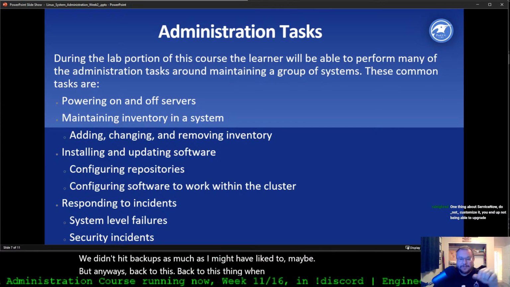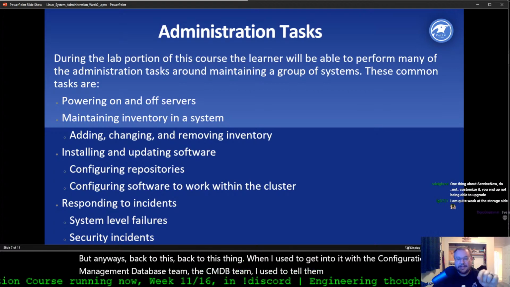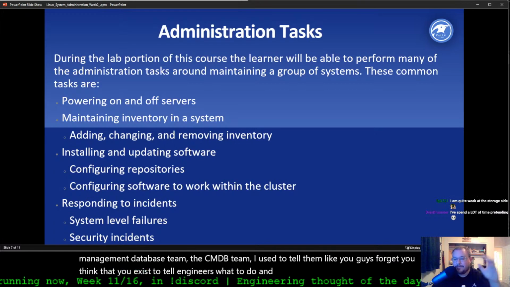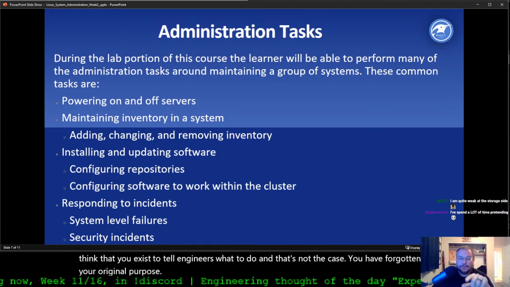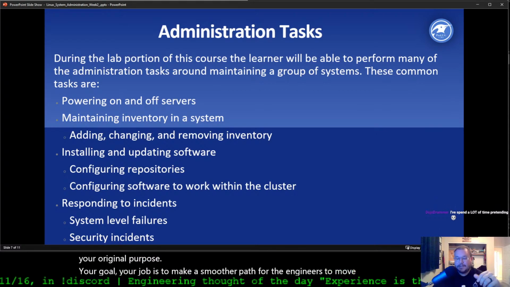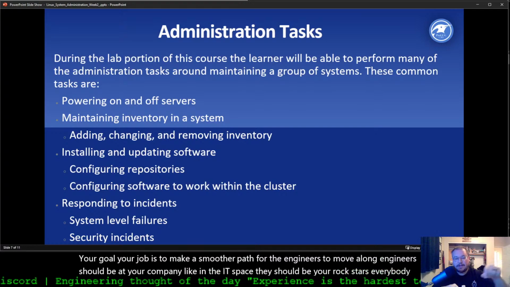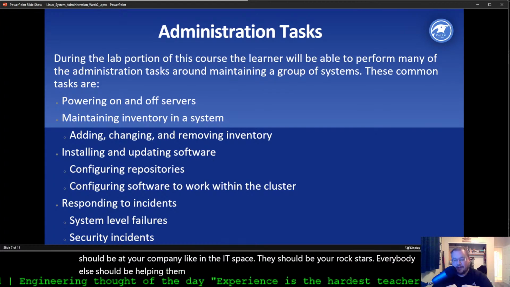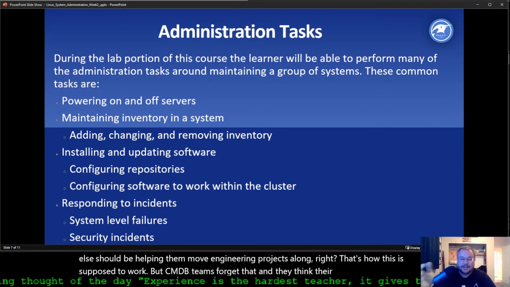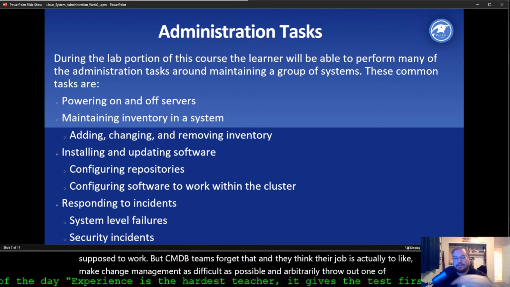When I used to get into it with the configuration management database team, the CMDB team, I used to tell them, you guys forget, you think that you exist to tell engineers what to do. And that's not the case. You have forgotten your original purpose. Your goal, your job, is to make a smoother path for the engineers to move along. Engineers should be your rock stars at your company, in the IT space. Everybody else should be helping them move engineering projects along, right? That's how this is supposed to work. But CMDB teams forget that, and they think their job is actually to make change management as difficult as possible and arbitrarily throw out one of three changes without even reading the differences between them.